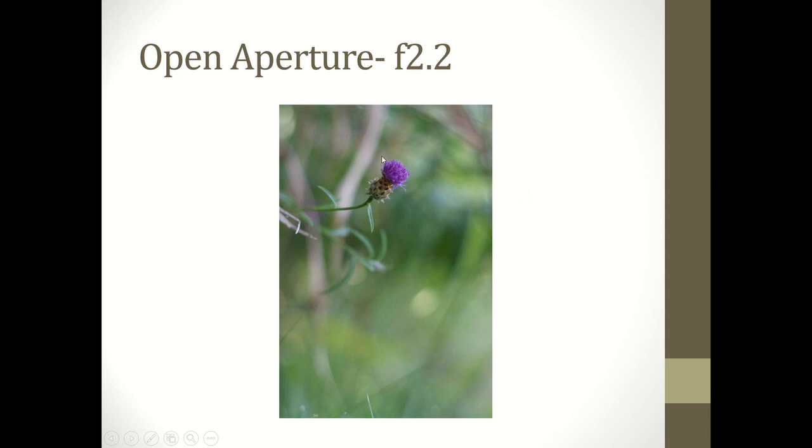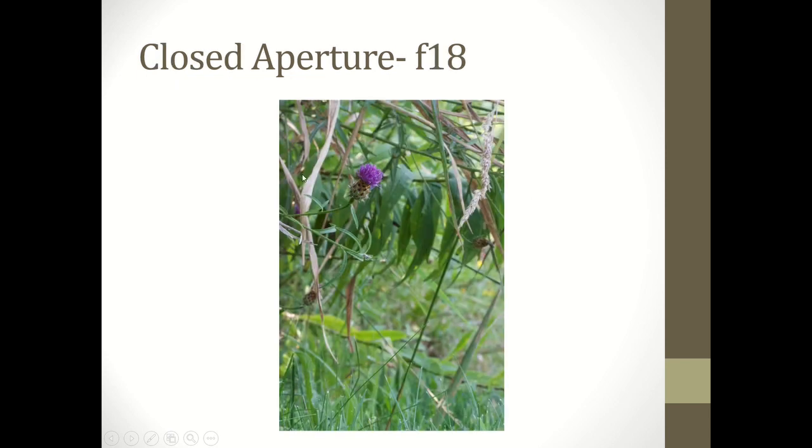Here's an example of an open aperture, using lots of light coming into the lens, a very wide aperture, letting the background become completely blurry and keeping one subject in focus. Followed by the same flower, same place, now with a closed aperture, a little bit of light coming through, and the background now has all these details.